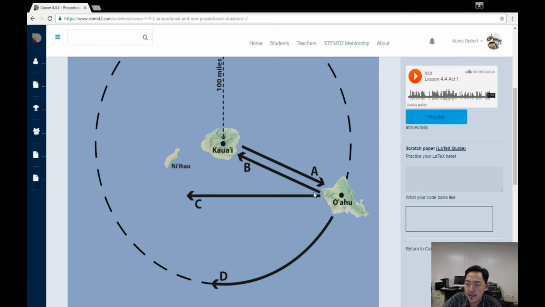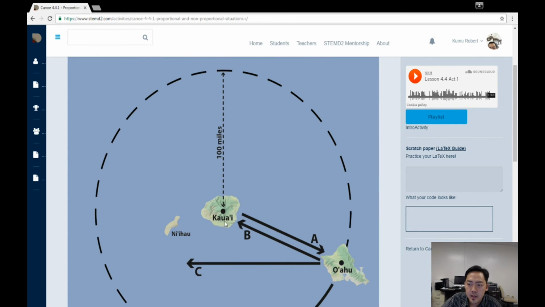Path B is a path straight from Oahu to Kauai. Path C is a path from Oahu going out into the water passing Kauai. And path D is a circular path starting and ending in Oahu with Kauai in the middle.